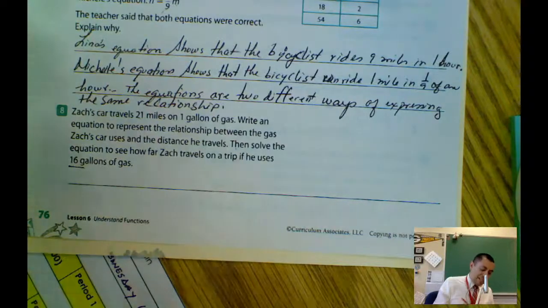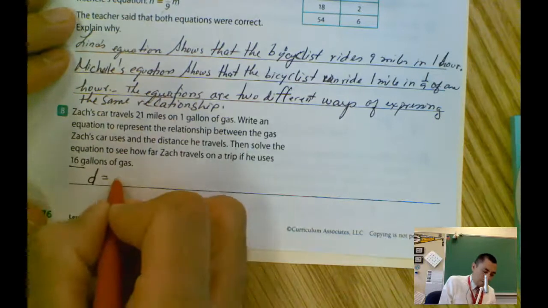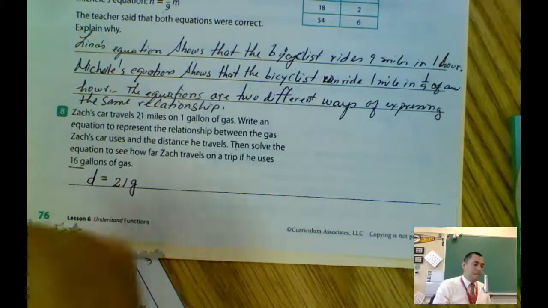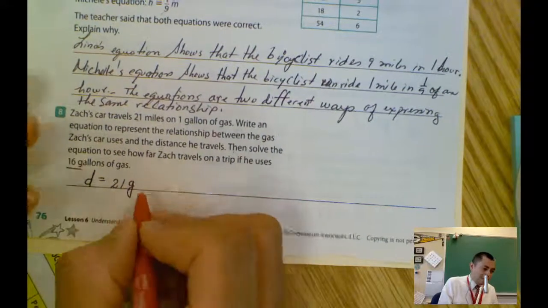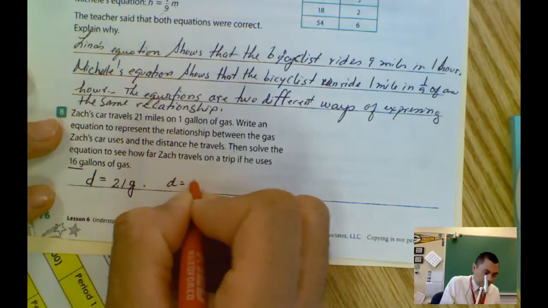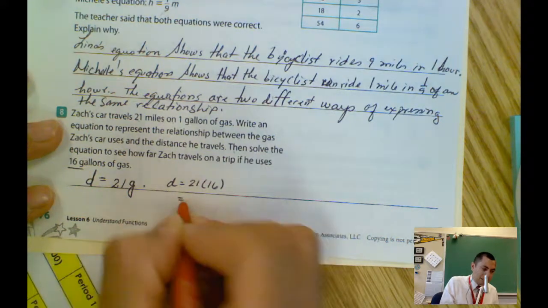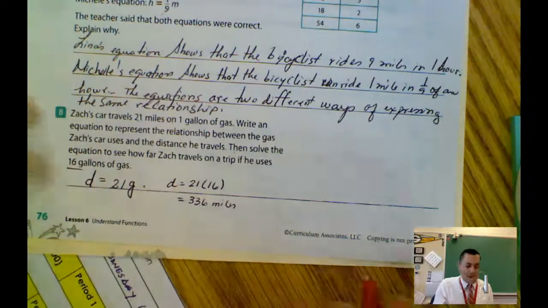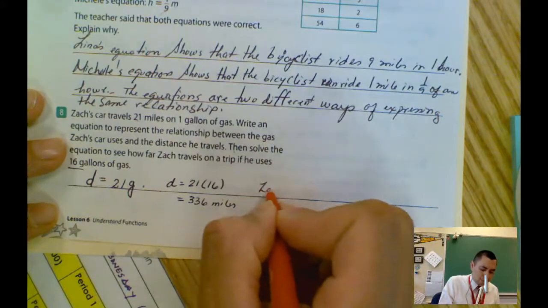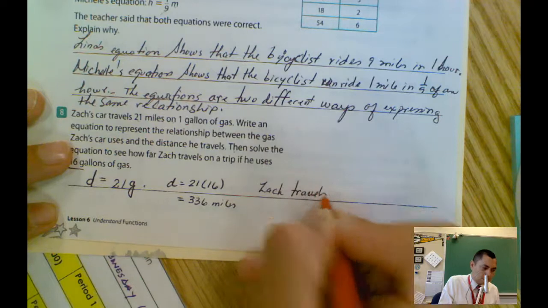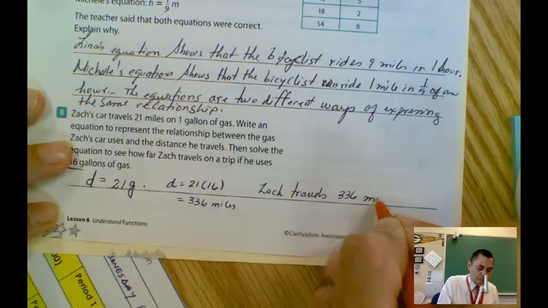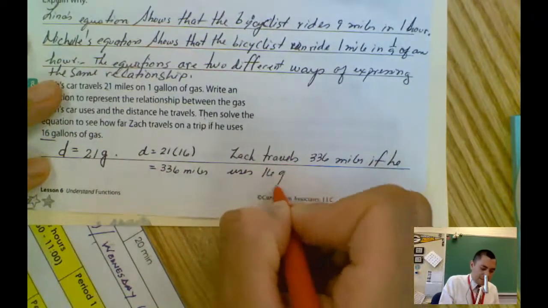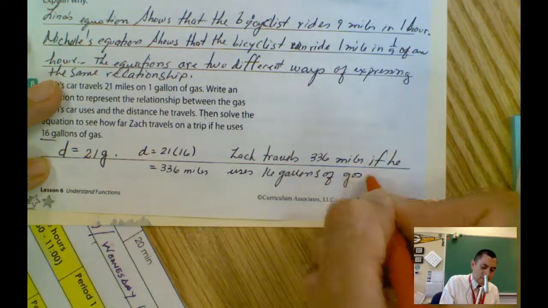So the equation in this case is distance D equals 21 times G, which is 21 times the gallons of gas. So in this case, D equals 21 times 16, which is equal to 336 miles. We just substitute the 16 gallons for G, which means gallons. So in this case, Zach travels 336 miles if he uses 16 gallons of gas. Okay, that's page 76.